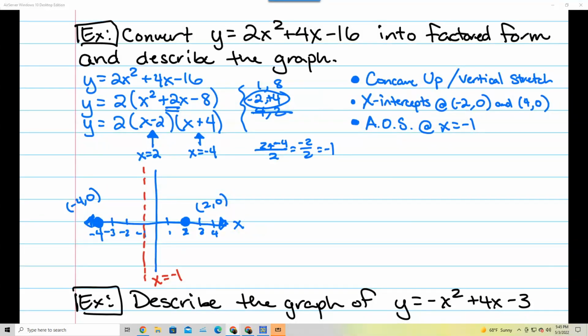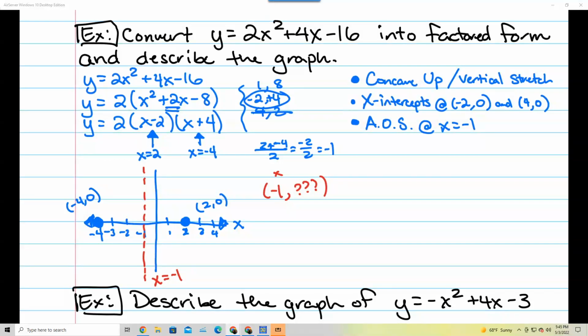What I do know is that it's somewhere here, and if it's somewhere here, then my x must be -1. What that means is my vertex must be -1, comma something. I don't know what that something is, but I can find it out really easy, because I know my x is -1. So I'm going to use it. I'm going to plug it into my equation so I can figure out my y.